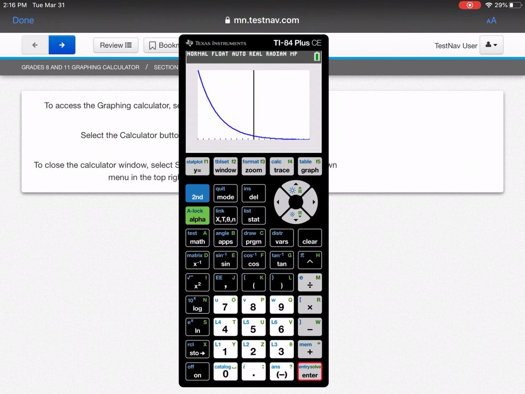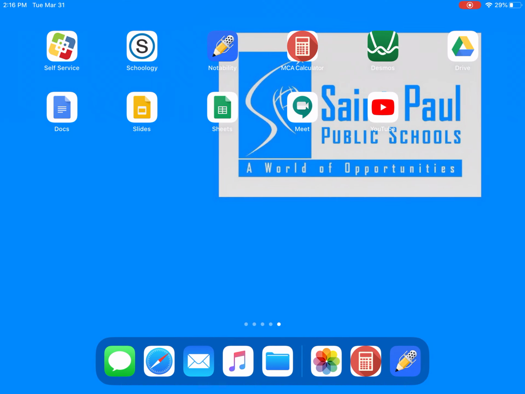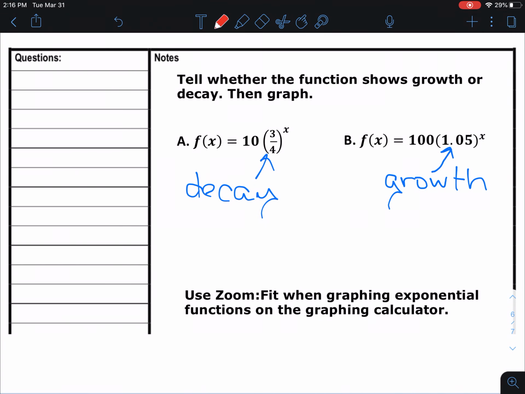So we'll sketch this on your assignment, in this case in our notes. In this video, I'm just going to sketch, okay, it looks something like that. All right, so let's do the second one. It says f of x is equal to 100 times 1.05 to the x power.